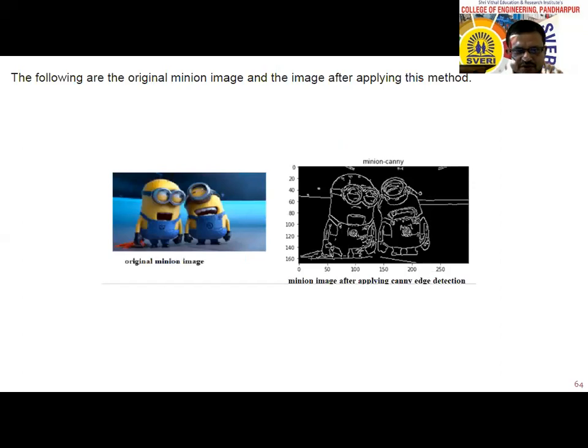The following are the original minion image and the image after applying this method. See that, Canny method. The left side indicates the original minion image. The same image is there for the three methods. And this is the Canny edge detection. Now you will observe which method is better. I think the Canny edge detection method is better as compared to Prewitt, Laplacian and Sobel. Just check the images on the right hand side.